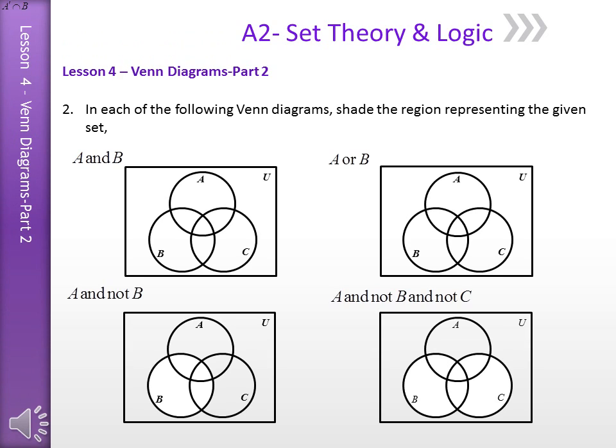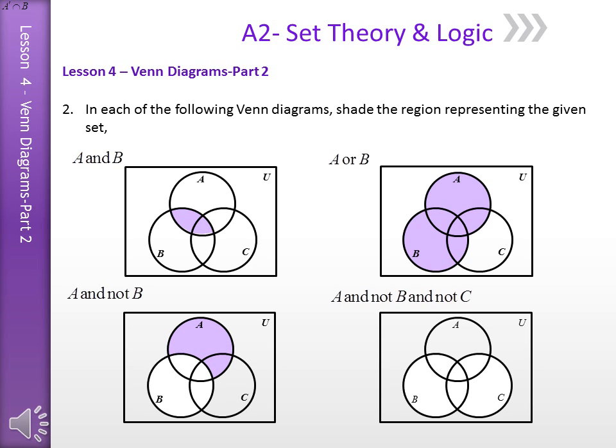In each of the following Venn diagrams, shade the region representing the given set. The first one is A and B, so this would be the overlap between set A and B. A or B is including any element that is in A or B, so both sets A and B would be entirely shaded. Set A and not set B would be the area of A, but we would not include that overlap between A and B.